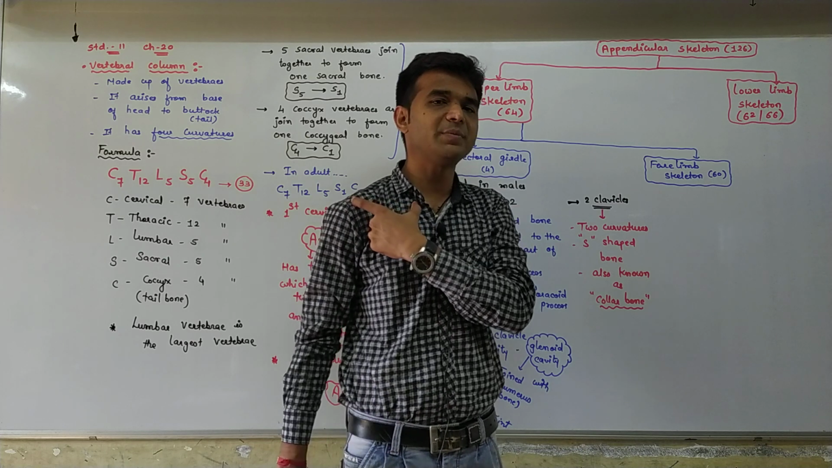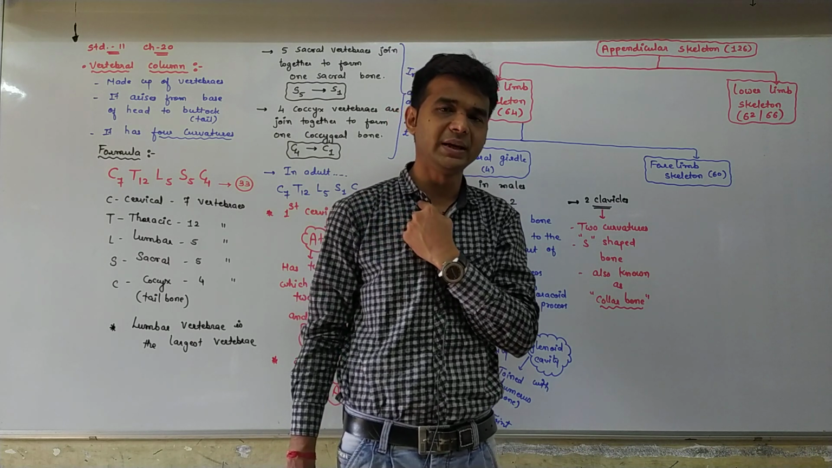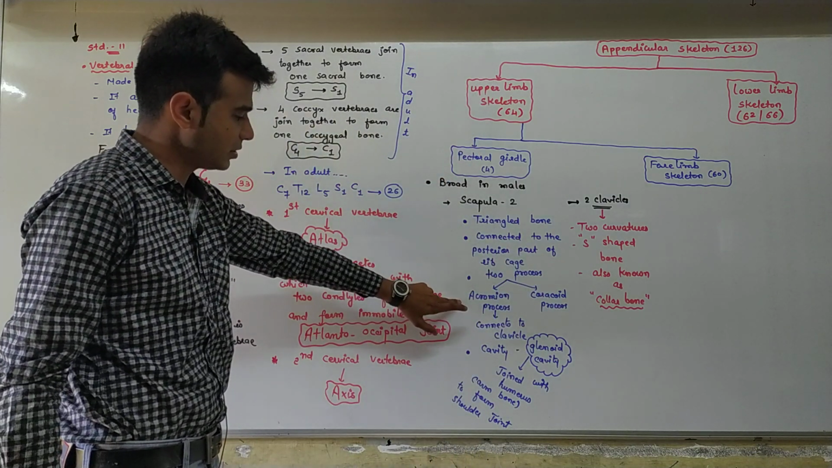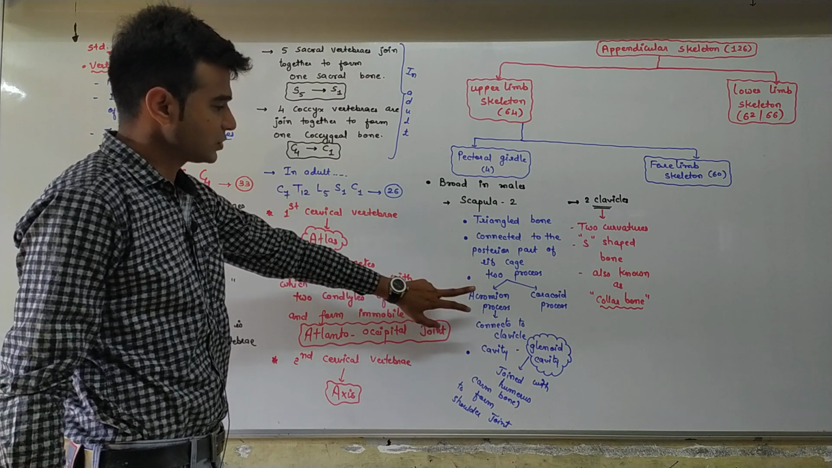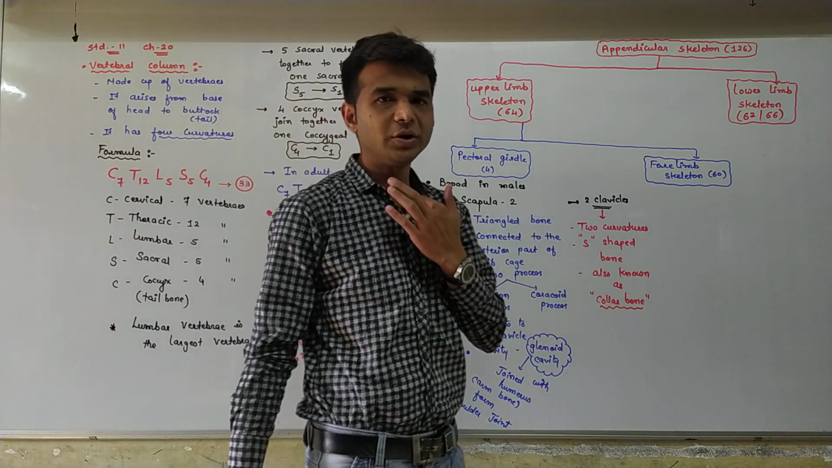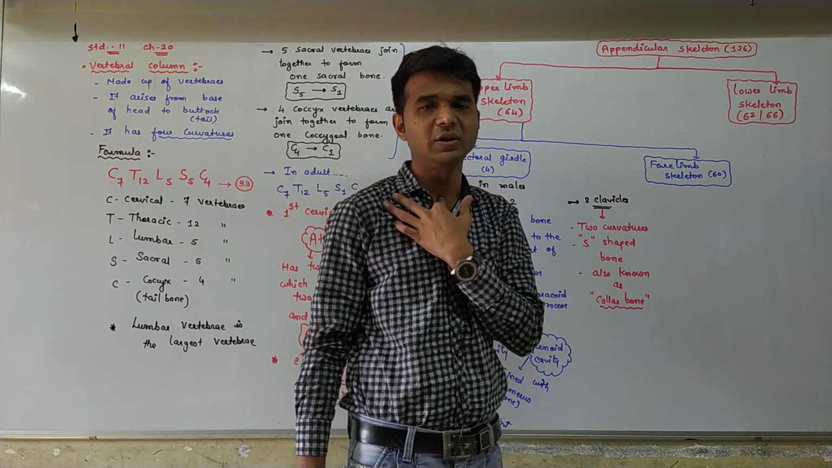So this S-shaped bone, the clavicle, at one end is attached to the sternum and at the other end it is connected to the acromion process. So acromioclavicular joint and sternoclavicular joint.